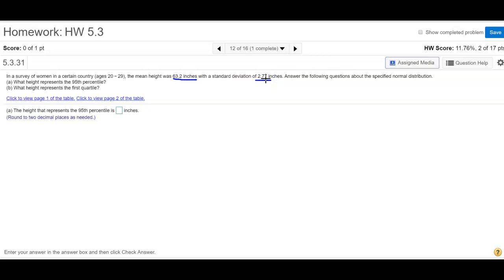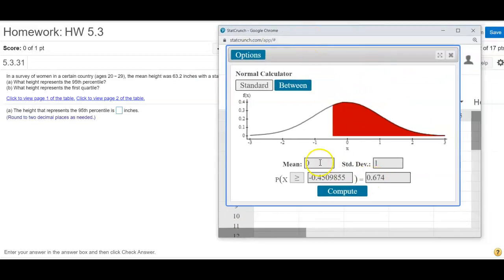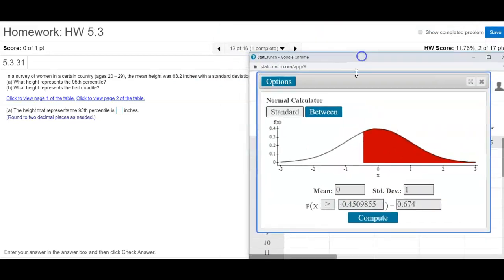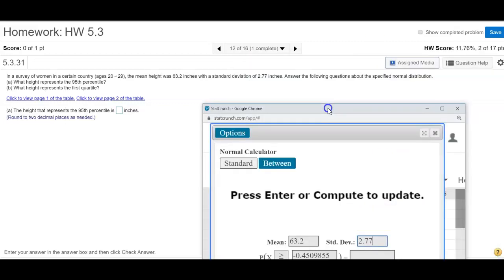What are they asking me? Answer the following questions about specific normal distribution. What height represents the 95th percentile? What height represents the first quartile? Let's start with the first one. Let me see if StatCrunch is opened up. Yes, it is. So where do you go? Stats, calculators, and normal. My first step is to plug in my mean and standard deviation: 63.2 and standard deviation is 2.77. Let me cross check. Yep.